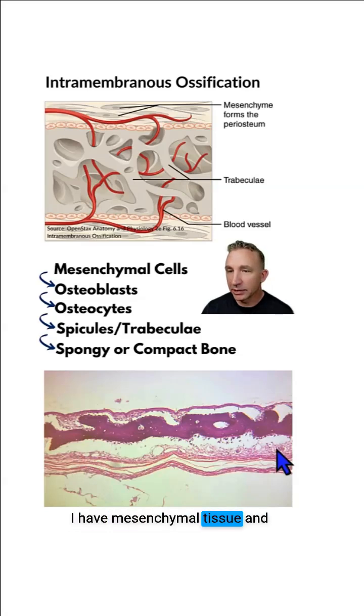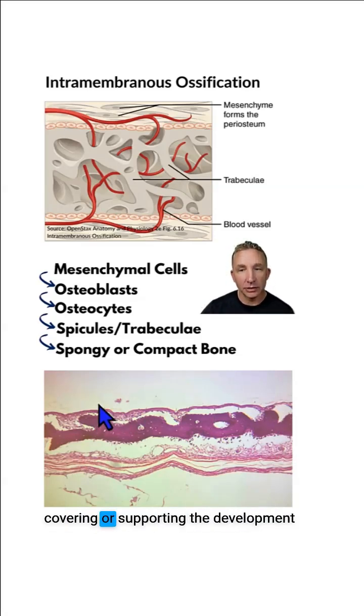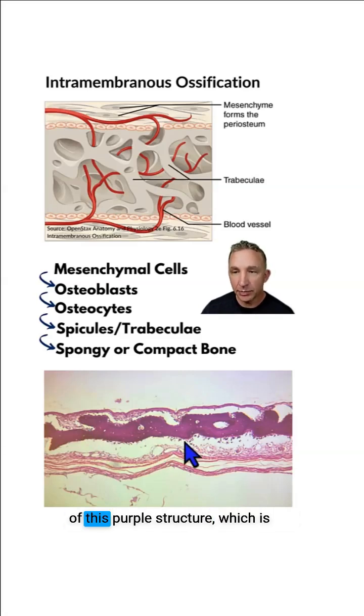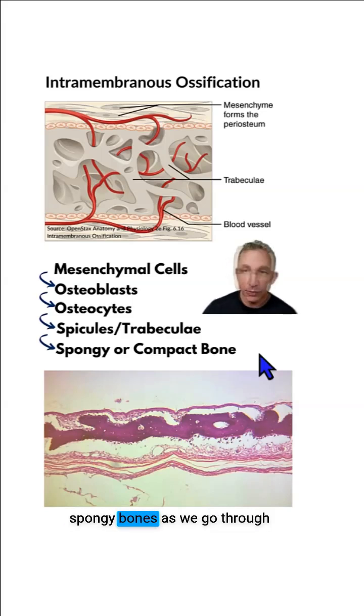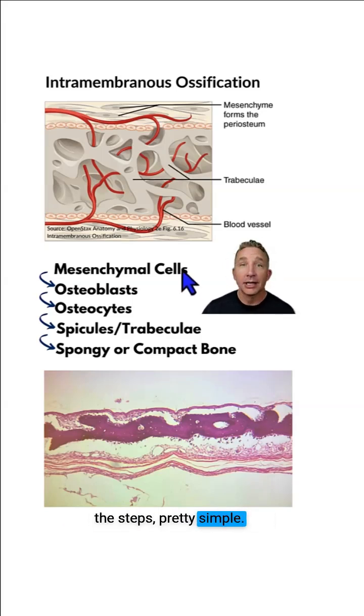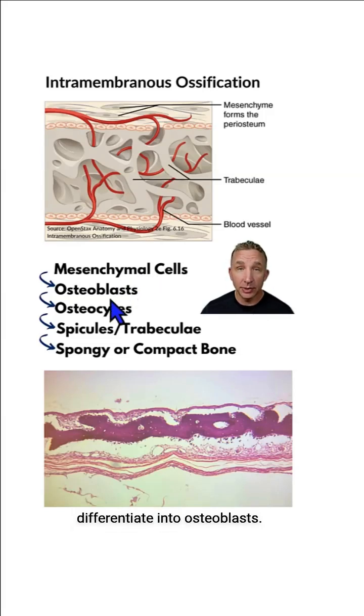I have mesenchymal tissue and mesenchymal tissue that's now covering or supporting the development of this purple structure, which is forming my spicules or trabeculae, which is the functional pieces of spongy bone. So as we go through the steps, pretty simple. Mesenchymal cells are going to differentiate into osteoblasts.